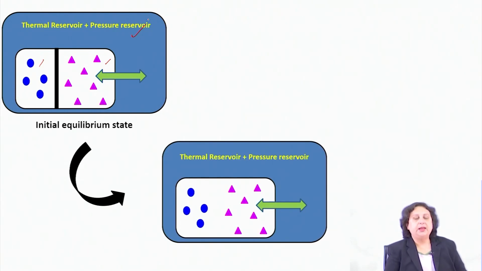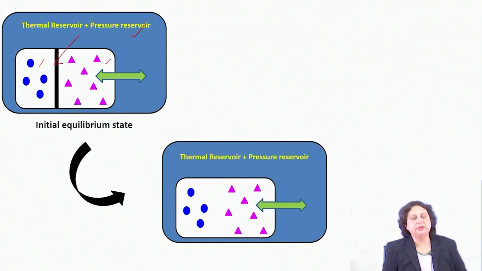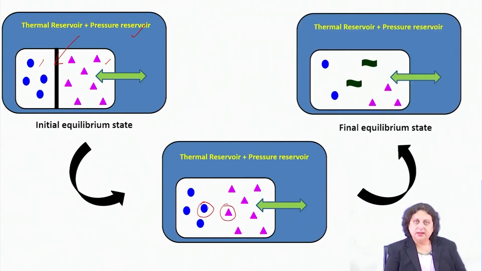Now, if I remove the constraint that I had here, which is the separator of the two compartments, then the system now finds itself out of equilibrium and a change in state will be induced. And during this change in state, a chemical reaction will be initiated as the blue reactants interact with the pink reactants. And then I will arrive at a final equilibrium state.